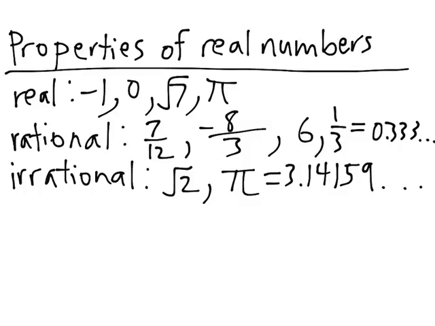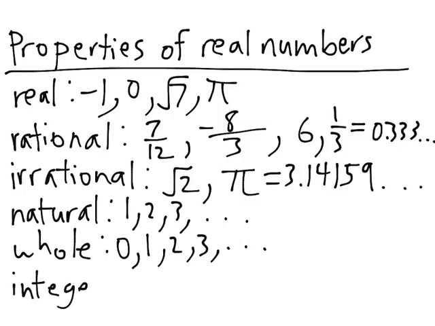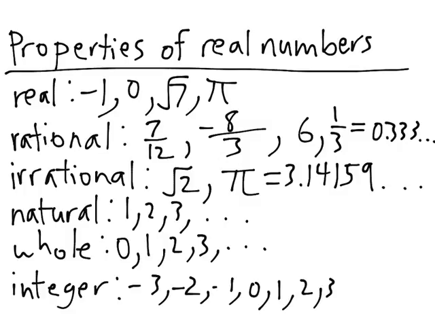Some other familiar properties of real numbers are being a natural number. The natural numbers are just 1, 2, 3, 4, 5, etc., the numbers you count with. A whole number, which is the same as the natural numbers except it includes 0 as well. Or an integer. An integer is the same as a natural number except it can be 0 or negative. So like -3, -2, -1, 0, 1, 2, 3, etc.